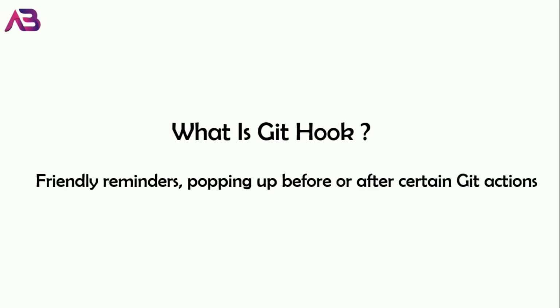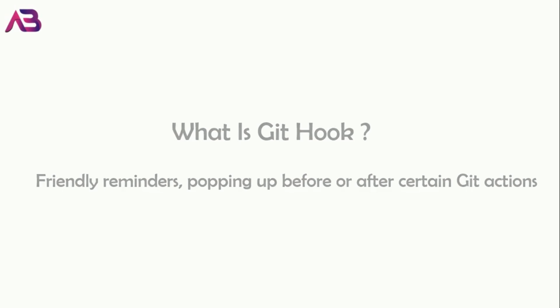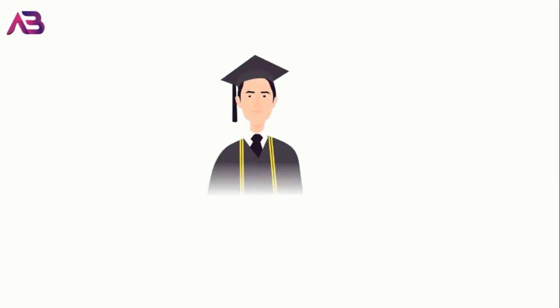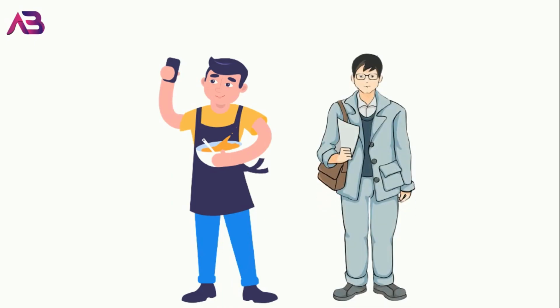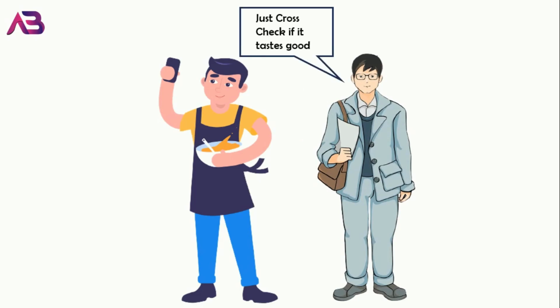So we will start with what is a Git Hook. Think of Git Hooks like a friendly reminder, popping up before or after certain Git actions. Let's consider a small example. Just think about being a bachelor, needing to cook for yourself, and imagine having a friend who reminds you to wash your hands before you start preparing food, and then double check the recipe when you are done.